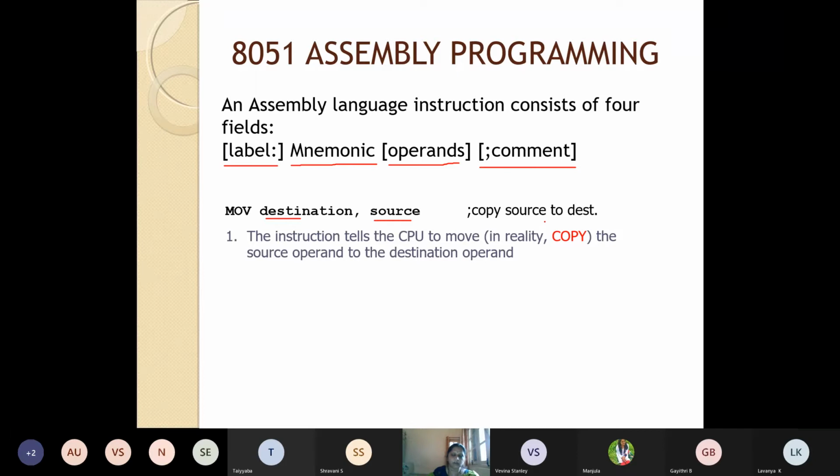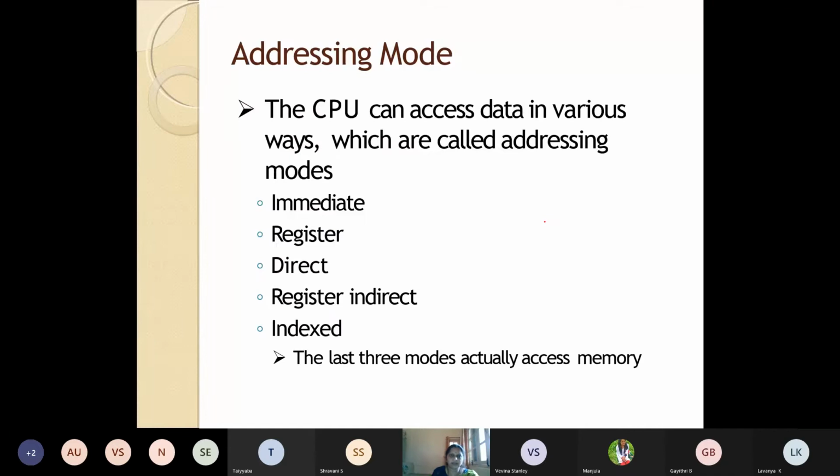Before going into the instructions supported by the 8051, we'll see what addressing modes the 8051 supports. So what is meant by an addressing mode? Neela, are you there? Yes, ma'am.